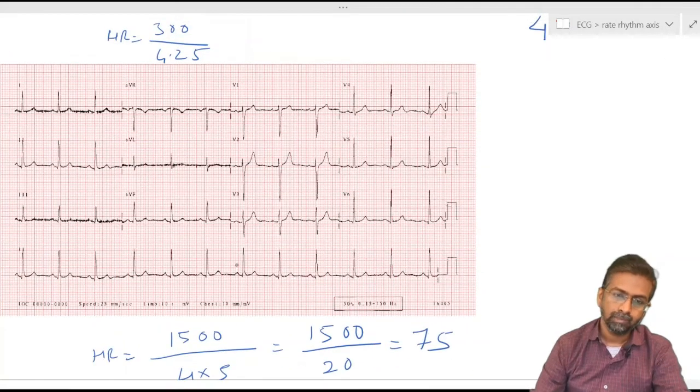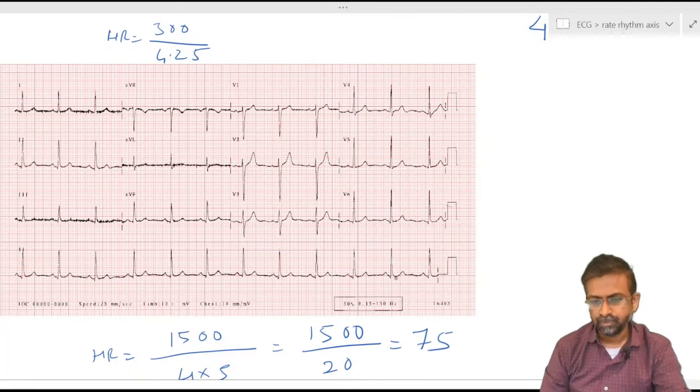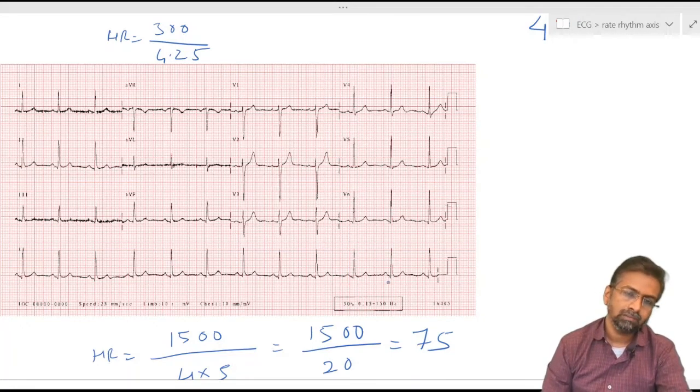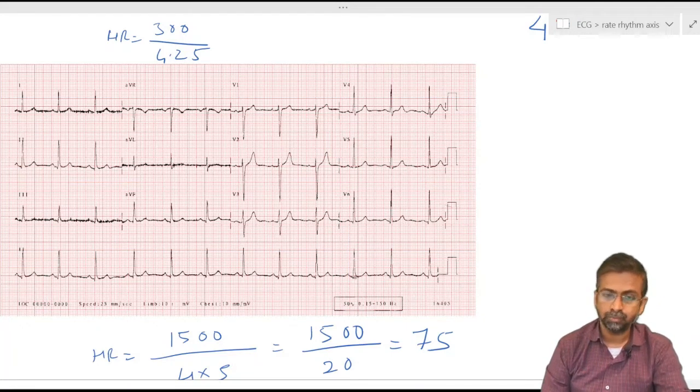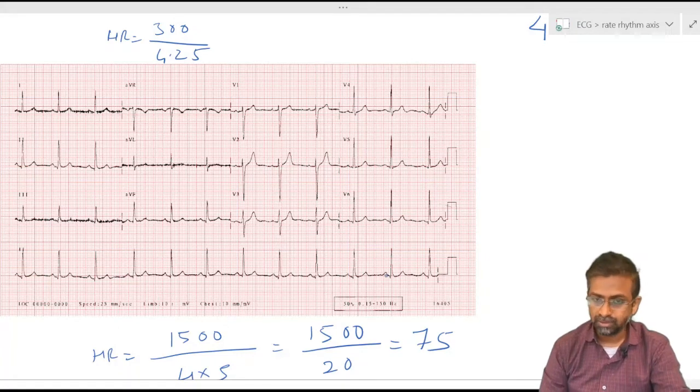Okay, now here the distance between two RR is approximately the same. There may be some variation. This is called a sinus arrhythmia, which is normal. Mild variation is fine, but when the RR is quite variable, like in the case of atrial fibrillation, then it will be difficult to calculate the heart rate. Then what do we do in that condition?